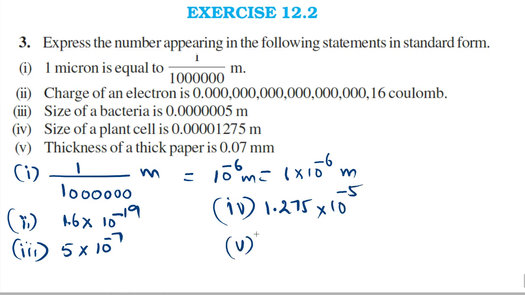Then fifth one. Thickness of a thick paper is 0.07 millimeter. So 0.07 can be written as 7 into 10 to the power of negative 2. So this is millimeter. The previous one, the fourth one, is in meters. The second one is in coulombs. Third one is in meters. We need to write those units also. Right. Let us go to the next problem.